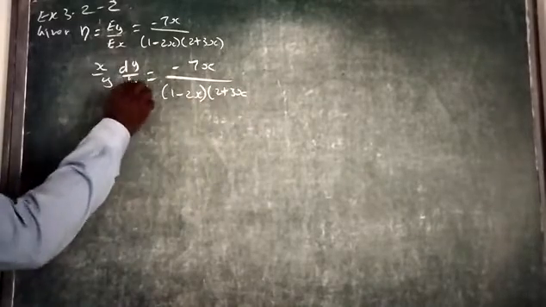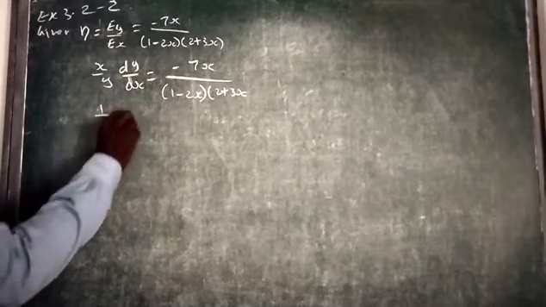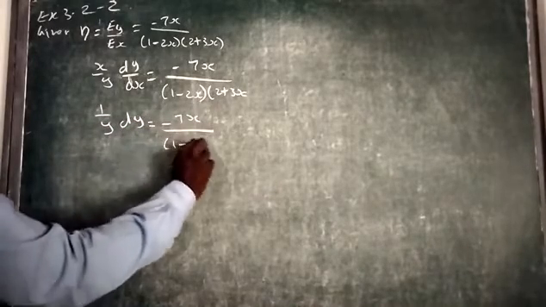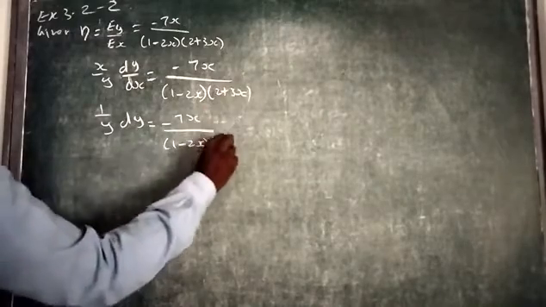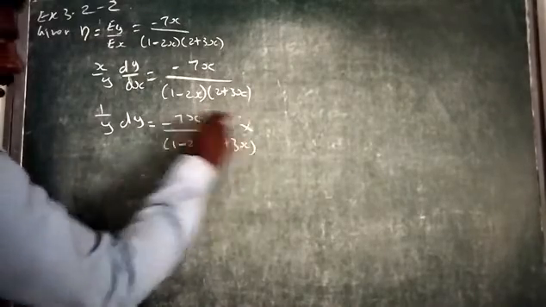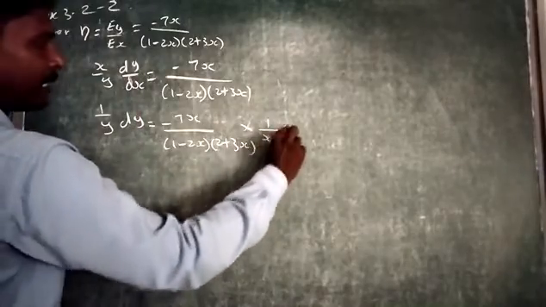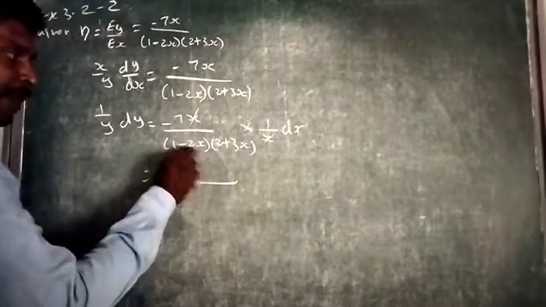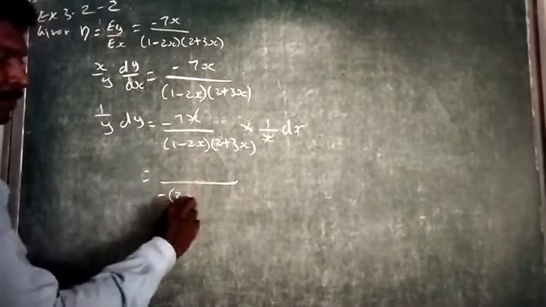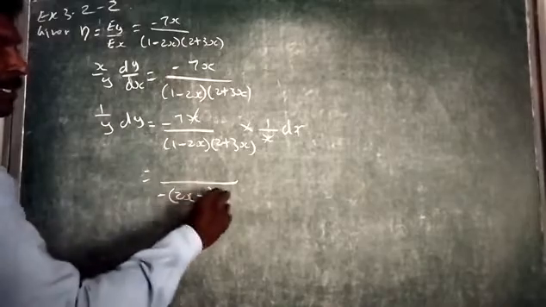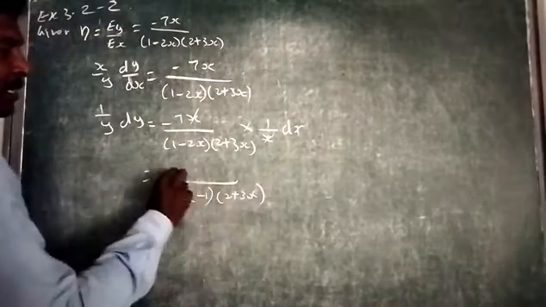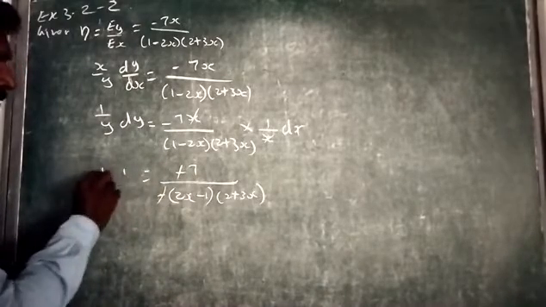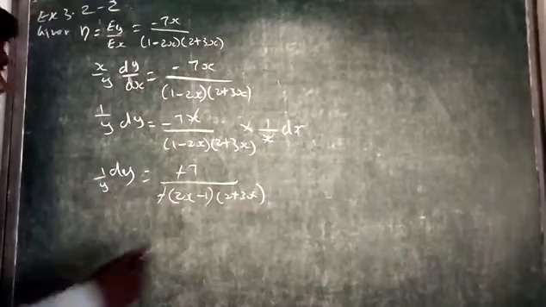Now take the x term and dx to this side, then we have here 1 by y into dy. Now we have minus 7x by (1 minus 2x) into (2 plus 3x) into, take x, it becomes 1 by x into dx. Now x is eliminated. Then here I am going to take minus out, then the 2x becomes positive, the 1 becomes minus 1, then 2 plus 3x. So the minus on x is eliminated, then the minus cancels. Then we have 1 by y into dy.